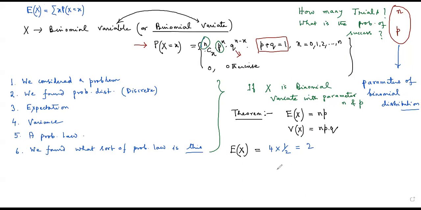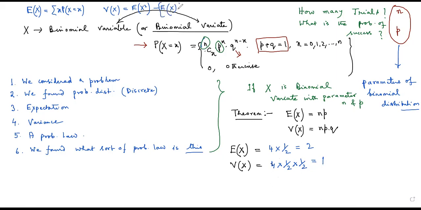We can directly get the value 2. We want to calculate the variance of x. Then we need to apply the formula npq, which is 4 multiplied by half, which is equal to 1. We don't have to apply the formula which is given by Var(X) equals E of x squared minus E of x whole squared.